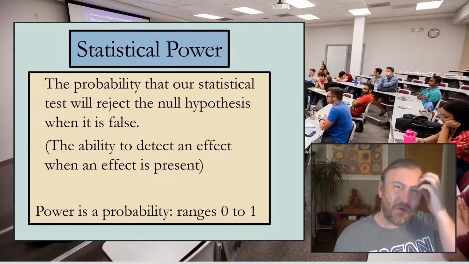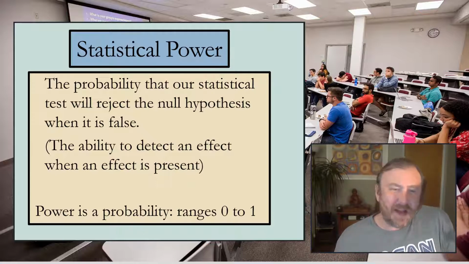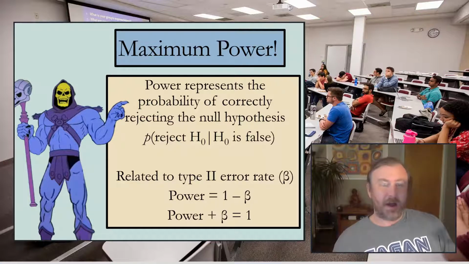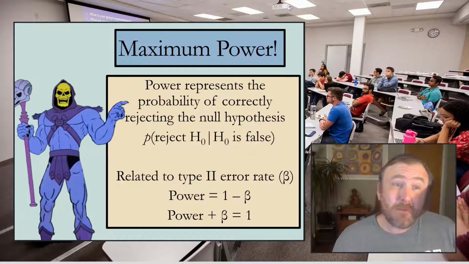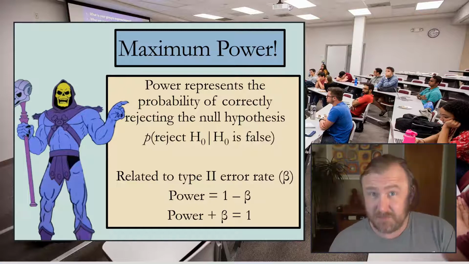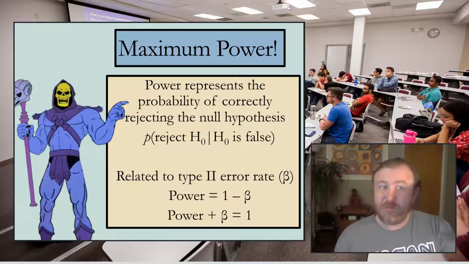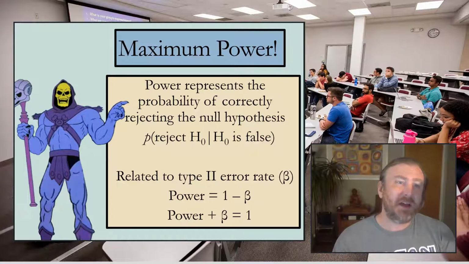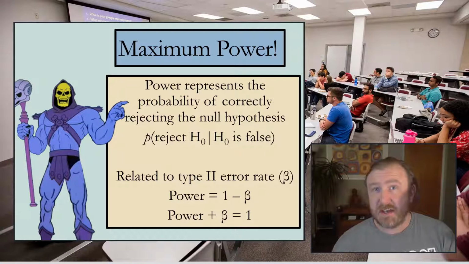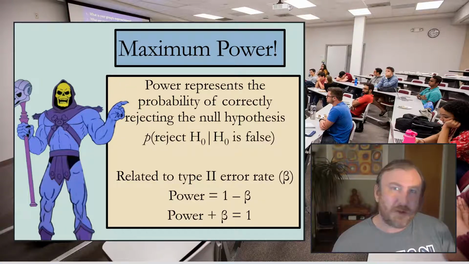So what is power mathematically? Oh, here's Skeletor. So power represents the probability of correctly rejecting the null hypothesis. Right? It's another way of saying we found an effect. Remember, when we reject the null, we reject it and provisionally favor the alternative. And that alternative hypothesis is typically what the researcher is predicting will happen.